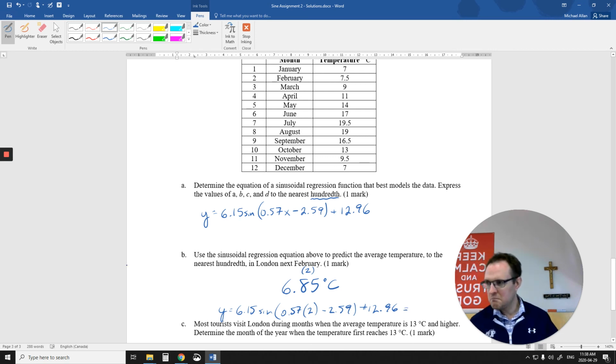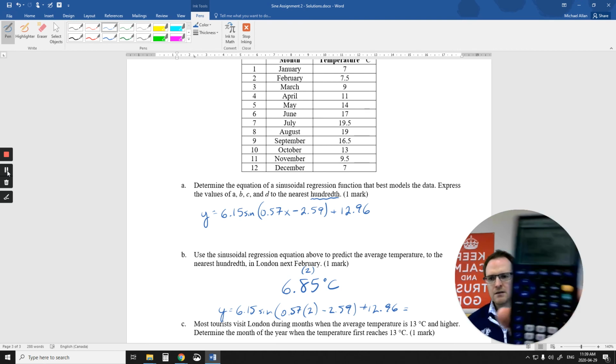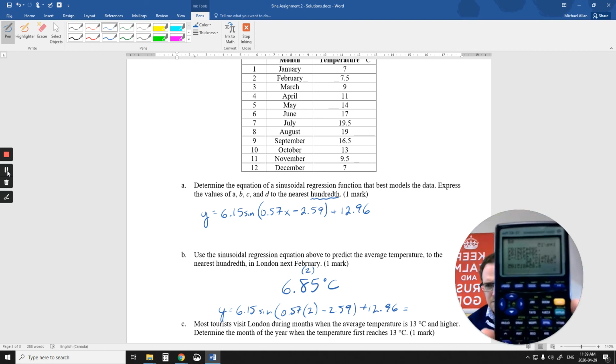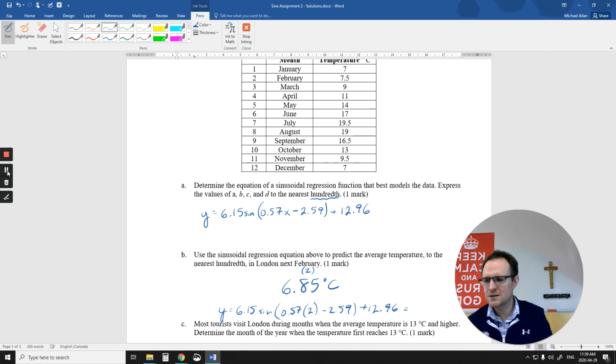If I did that in my calculator here, typed it all out, it's backwards to you, but it is 6.854, etc. So it is the same answer you'd get from the graph.